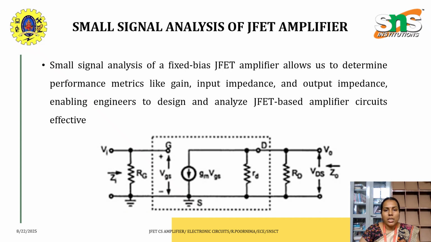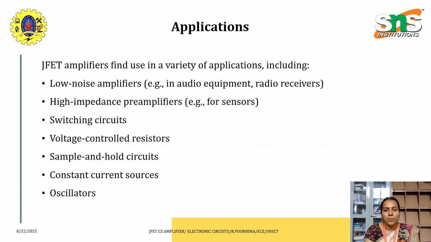And small signal analysis of a fixed bias JFET amplifier is given in this diagram. Here RG is connected at the gate and RD is the drain resistance, and the drain resistance and transconductance values are used for the equivalent circuit. So this circuit will be used to find performance metrics like gain, input impedance and output impedance, and it is used to analyze and design the JFET amplifier circuit by RF engineers.